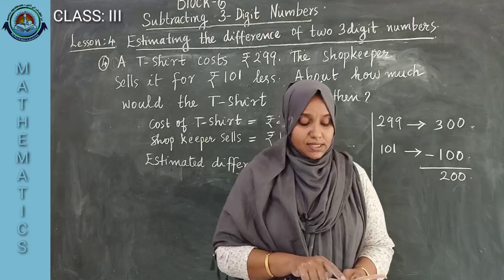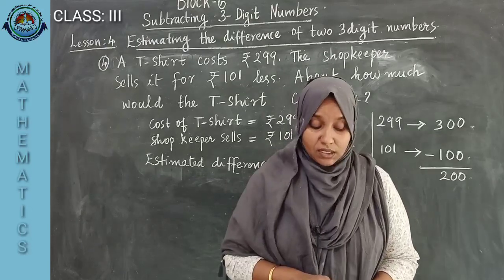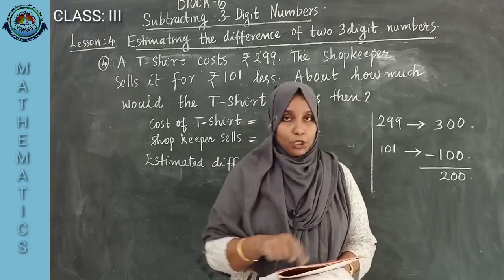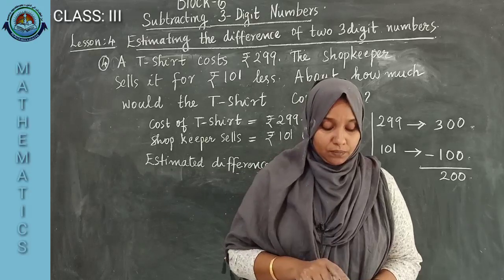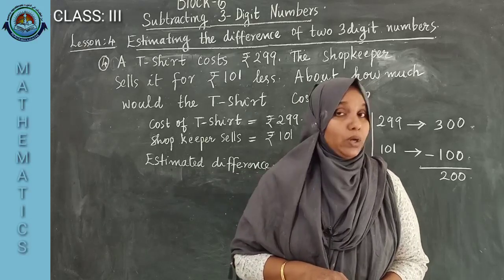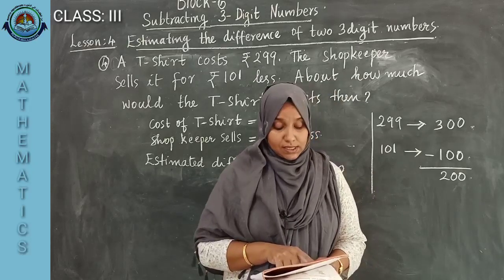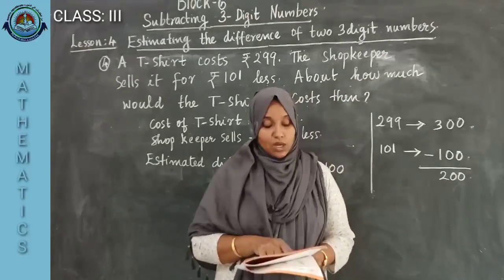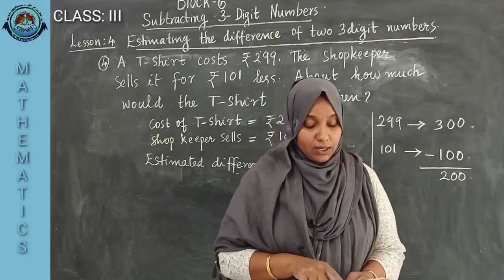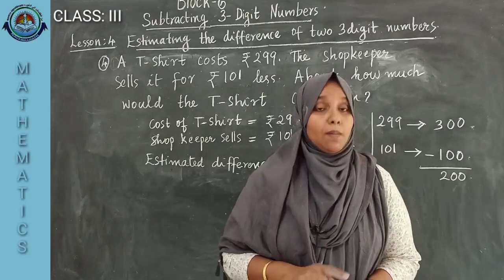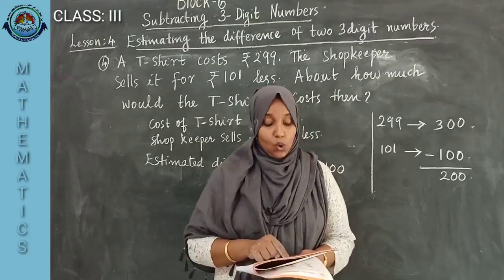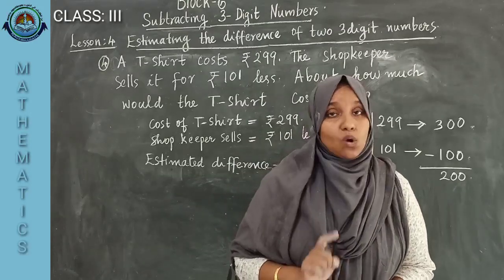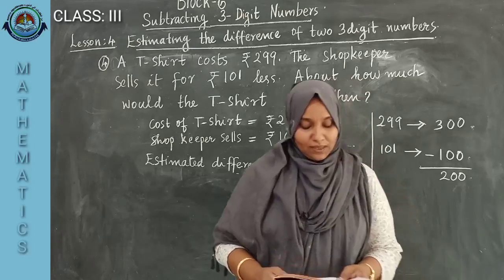First, 567 minus 293. Here we can do one. 567 on rounding off we get 600. 293 on rounding off we get 300. So 600 minus 300 we get the answer 300, but that is the estimated difference. Below there is a box, there you have to find the actual answer or actual difference. Okay, then the last question.